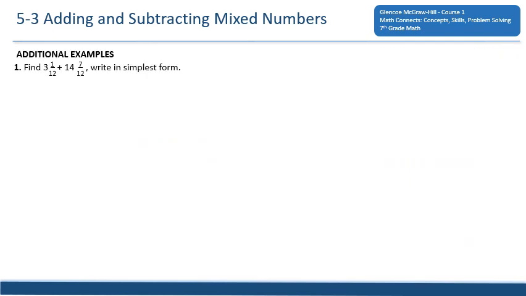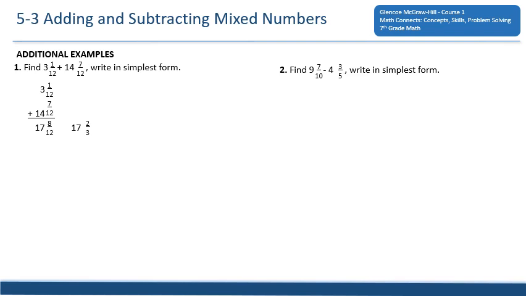Additional examples. Find 3 1/12 plus 4 7/12. Write in simplest form. So we have like fractions, so like denominators. So we can go ahead and add the numerators. So we get 8/12 and 7 plus 3 is 10, so we get 8/12 and 17. So 17 and 8/12. And we can simplify 8/12 by dividing 8 and 12 by 4, and we get 17 and 2/3.